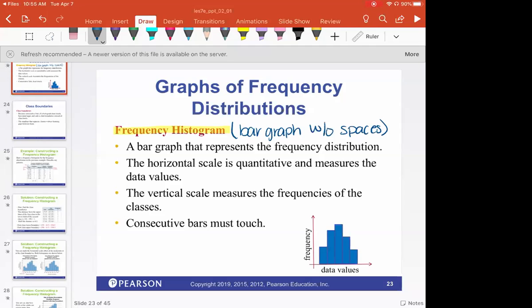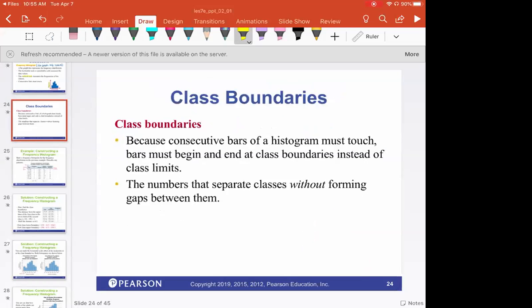All right, so a bar graph that represents the frequency distribution, the horizontal scale, so it shows us here the horizontal scale. That could be the number of data, so that could be like our maximum and minimum of our chart. And then the vertical measure is the frequencies, how many times it happened. So the vertical scale is our frequency, how many times something happened. And the bars must touch for it to be a frequency histogram.